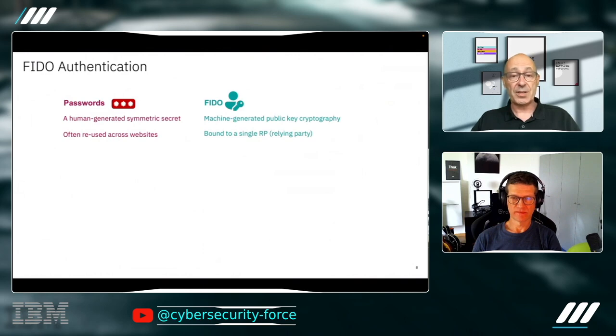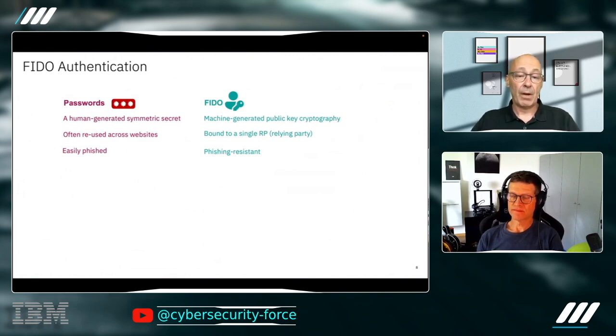With FIDO, this is quite different, because in this kind of authentication, every credential is bound to one single domain, one single relying party. So no more phishing, as in the example that I've shown with IBM.com versus IBN.com. Easily phished by tricking, as in the picture I've shown.